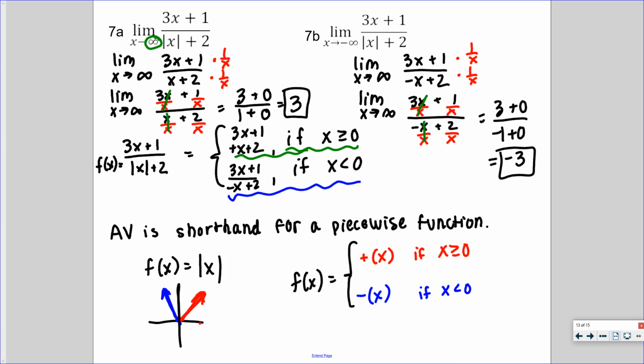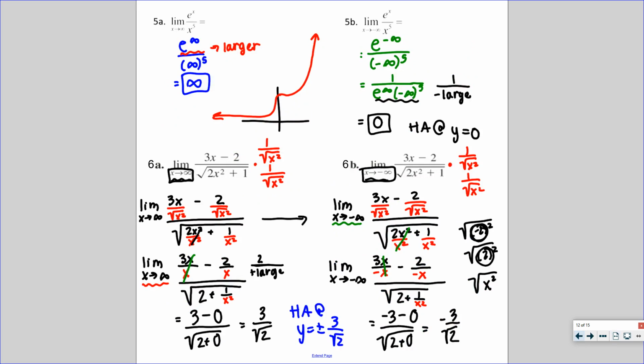Okay. So anytime you have absolute value, rewrite it as a piecewise function, it makes it a lot easier. And then just decide which piece you're going to use depending on if you're looking at the right end behavior or the left end behavior, positive infinity or negative infinity. I have one more example we'll do of that, not today.